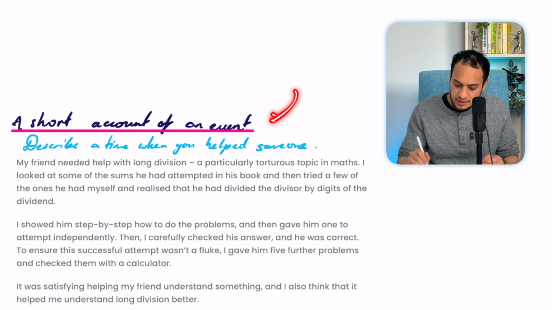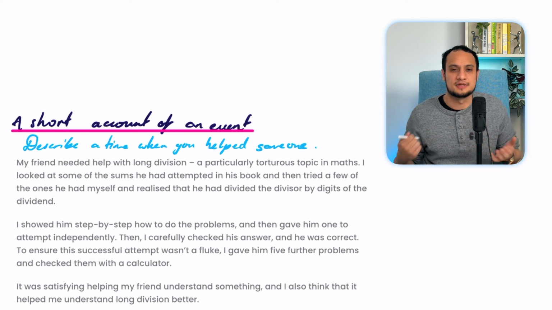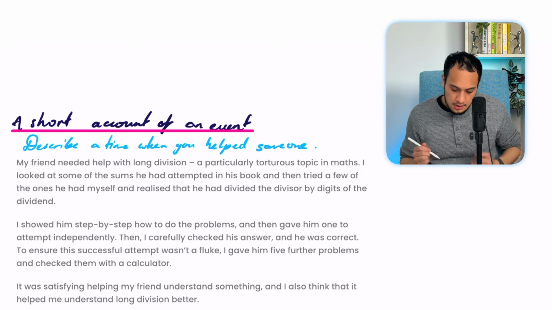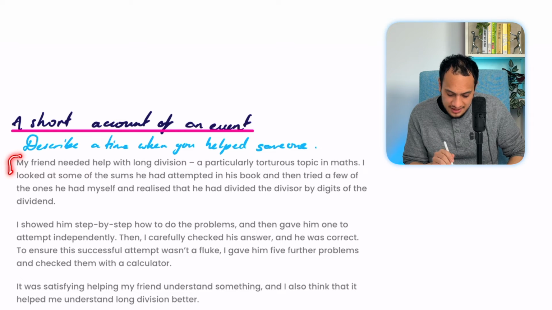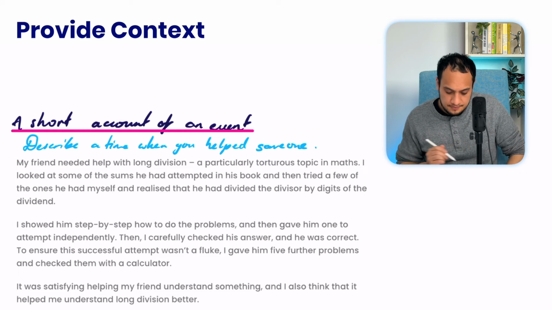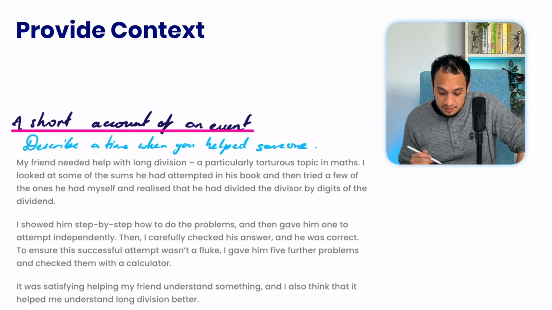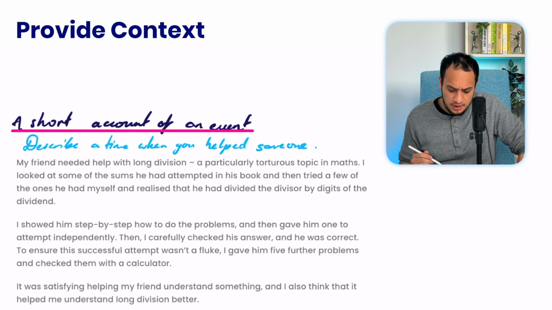If you're given a short account of an event, I like to give some context behind that event. So I start by providing some of the context. My friend needed help with long division, a particularly torturous topic in maths. I looked at some of the sums he had attempted in his book, and then tried a few of the ones he had myself, and realised that he had divided the divisor by digits of the dividend.